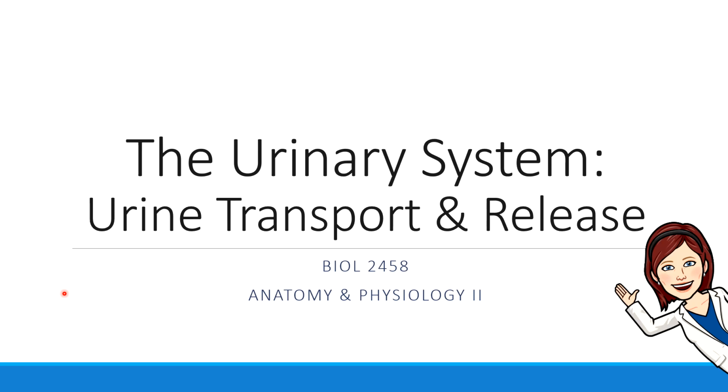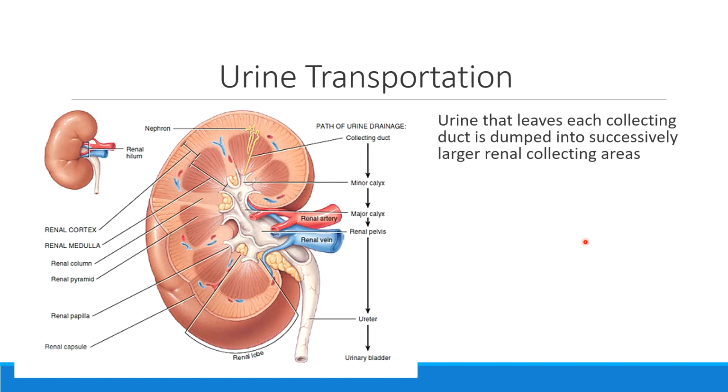In this short video, we're going to talk about how we take the urine that we made in the nephron and get it all the way down to the bladder, at which point we'll be able to release it out of the body using a process called micturition. So let's start with a quick review of how we made that urine.